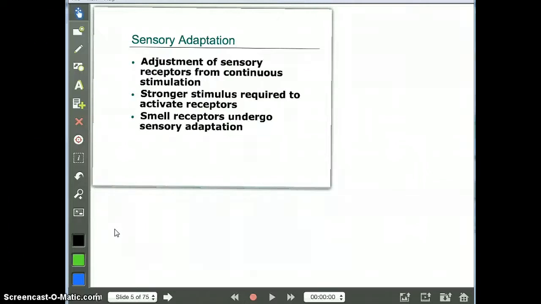So, in this term, what we do when we get used to something, we adapt. Adaptation based upon the senses. The smell receptors undergo a lot of sensory adaptation.